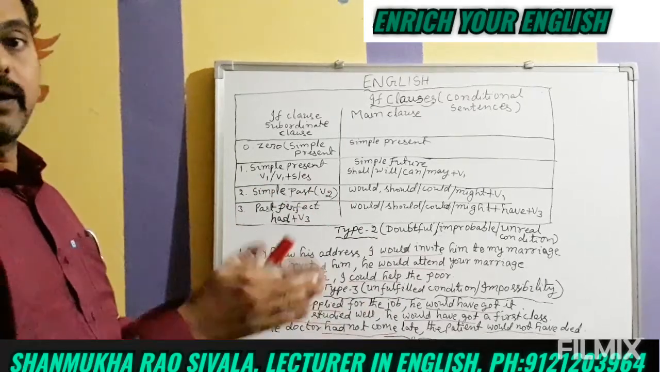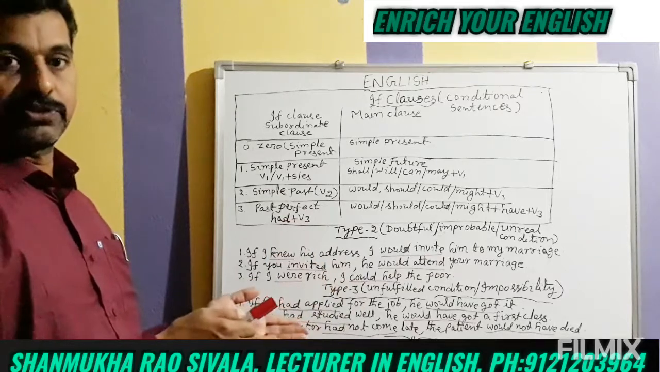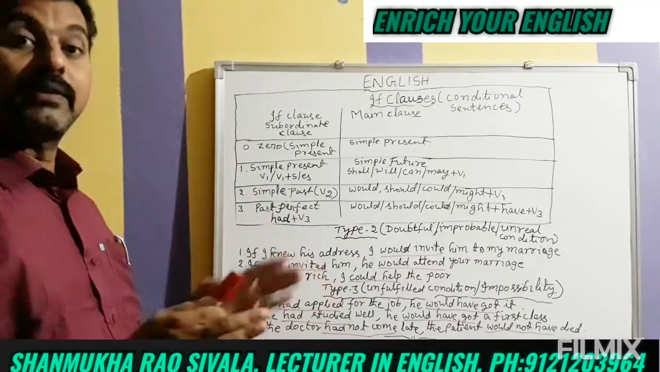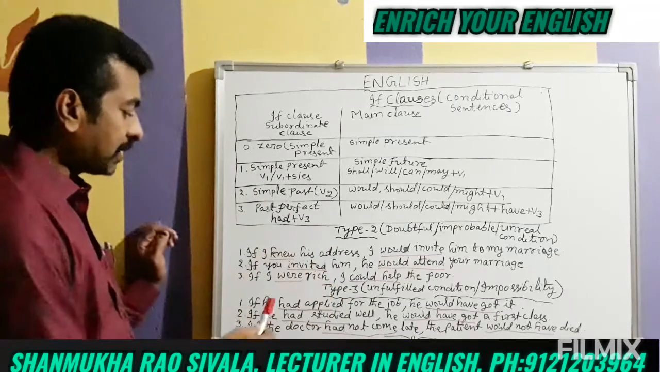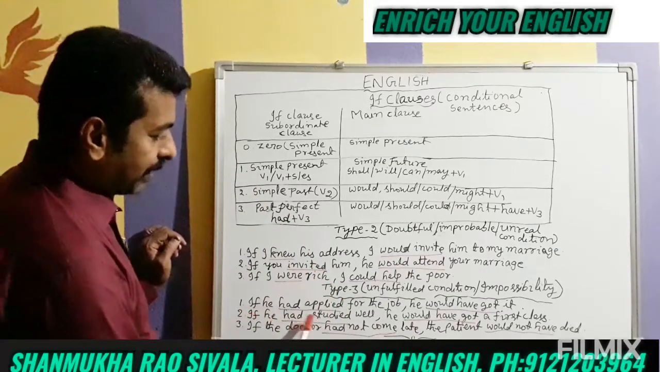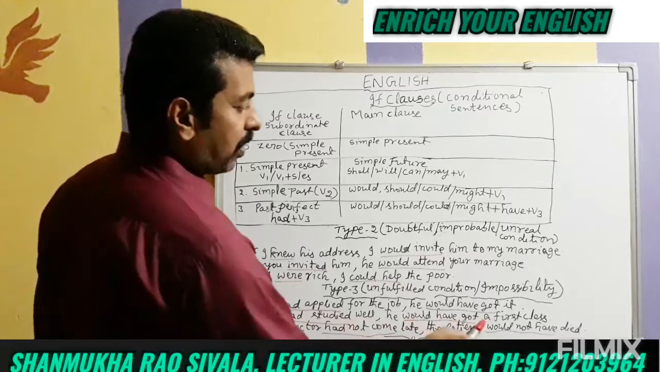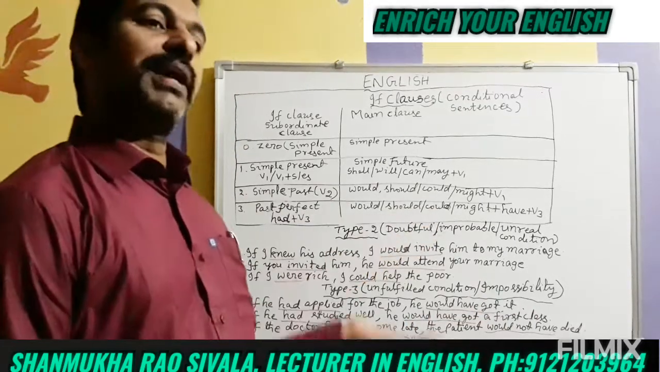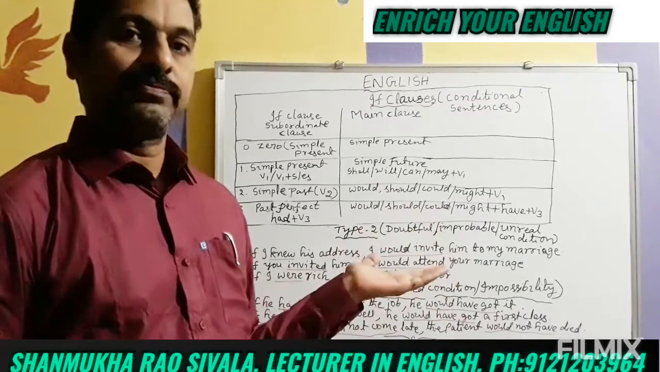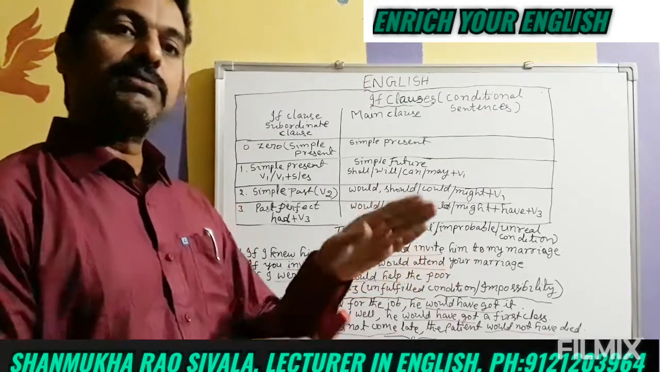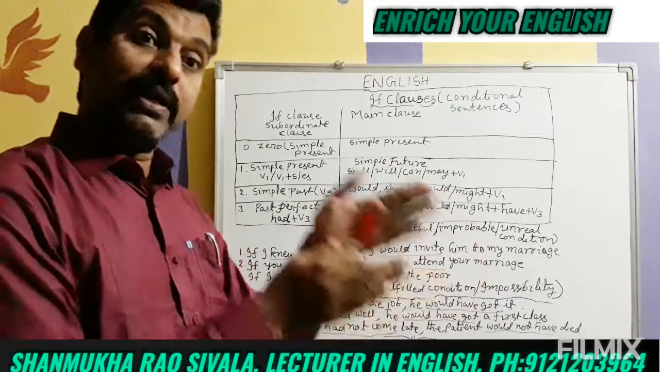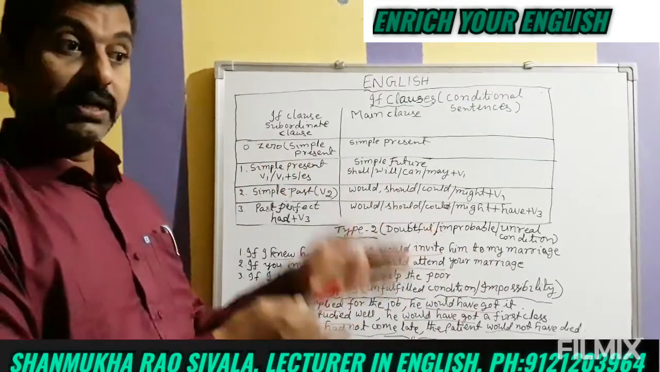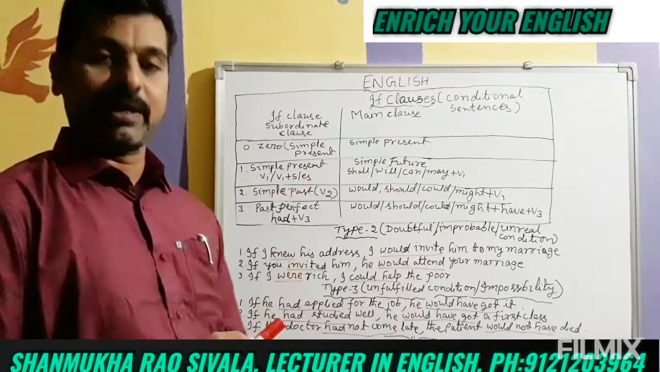Bad fellow and unlucky fellow, he did not apply for the job, that's why he could not get it. If he had applied, he would have got it. Next, if he had studied well, he would have got a first class. He did not study well, he could not get a first class. He got second class in the results. So that's why later on we are saying, if he had studied well, he would have got a first class. If he had studied well, he would have got the first rank.